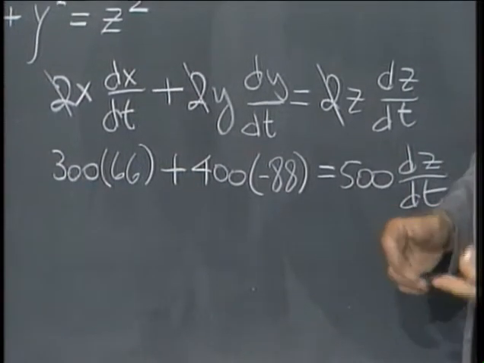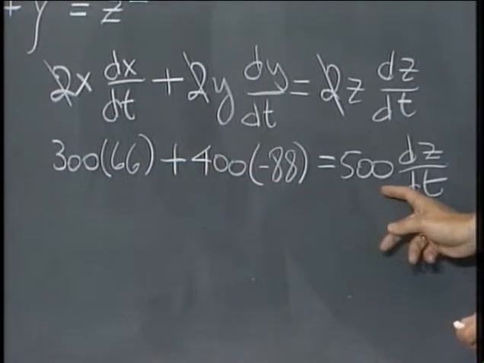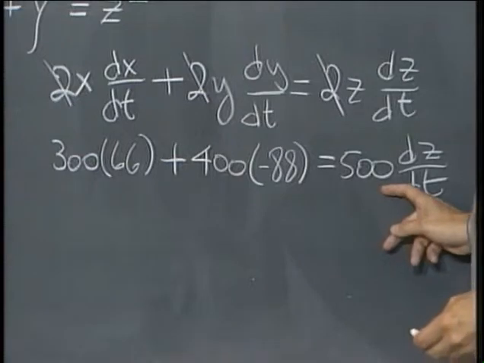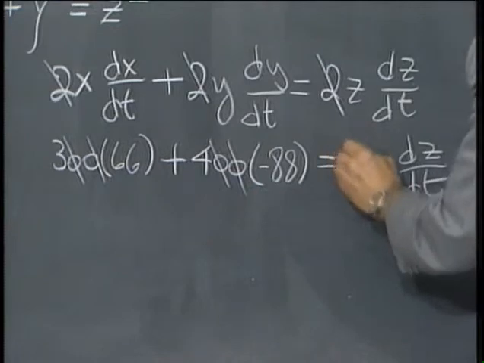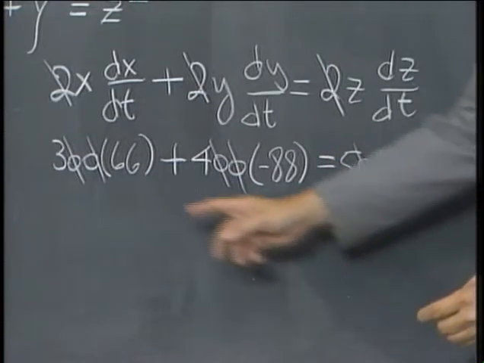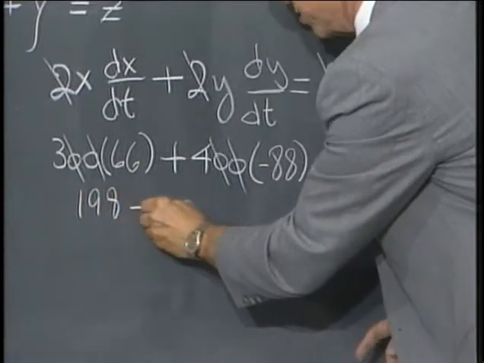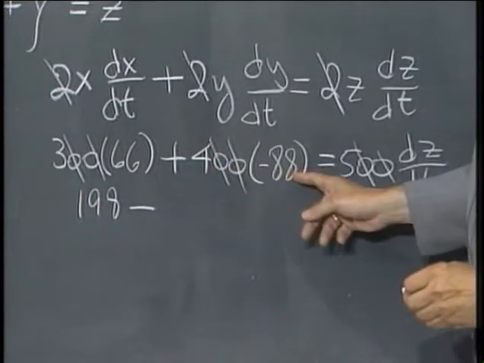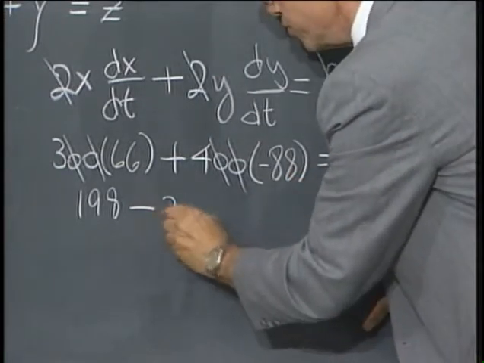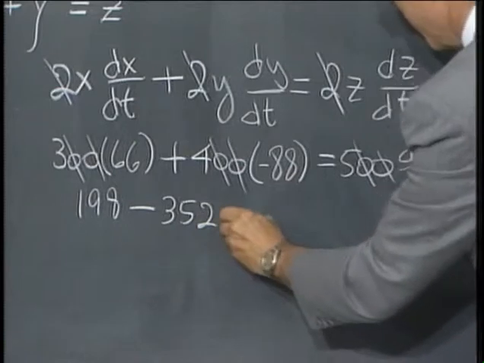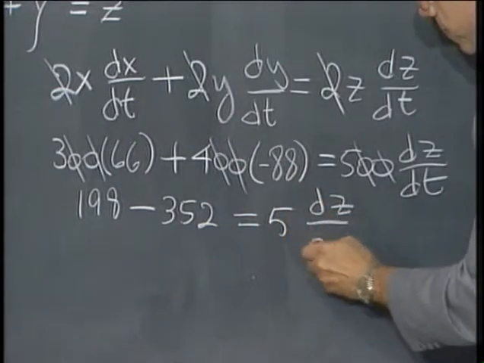Here we go. I'm going to test my arithmetic again. 300, 400, 500, that means I can certainly divide the entire equation by 100 and save myself some writing. So let's do that. Divide by 100, and now we'll do the multiplication. 3 times 66 is 198. 4 times minus 88 is minus 352, I think. That's equal to 5 times dz/dt.